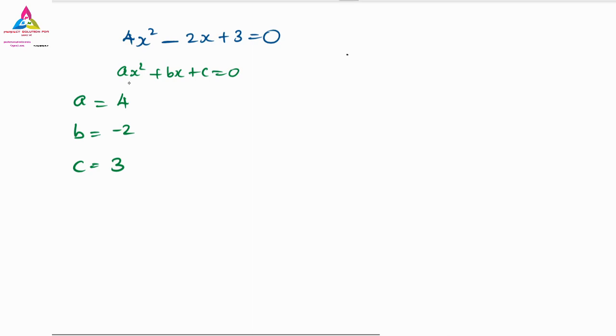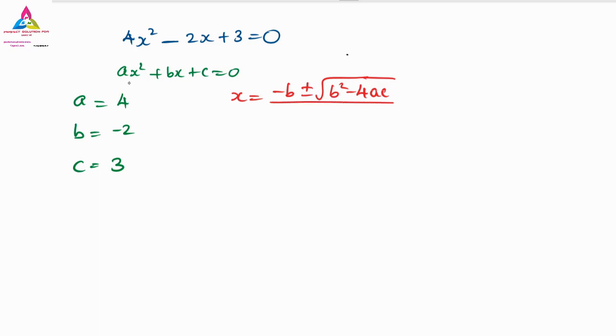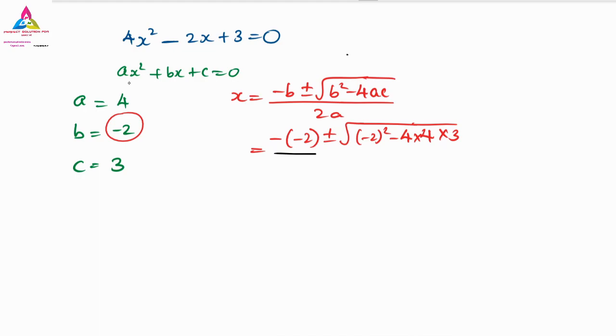But in this case, some of you will find difficulty. Why, I will tell you. x is equal to minus b plus or minus root b square minus 4ac, whole divided by 2a. That is the quadratic formula. Minus b is nothing but minus of this, minus b is minus 2, we have the b value, plus or minus root b square is minus 2 the whole square, minus 4 into a value is 4 and the c value here we have 3, whole divided by 2 into a, which is 4.